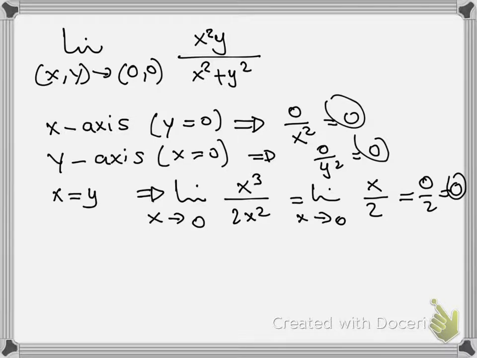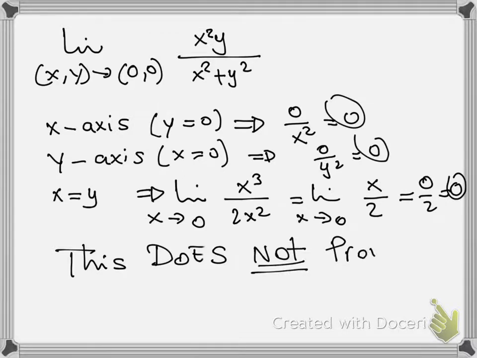But if you get the same limit for the x-axis, the y-axis, and the diagonal x equal to y, it doesn't mean that for a different path, let's say some weird path, you would get the same limit. You can get a different limit. So this doesn't prove that the limit exists.